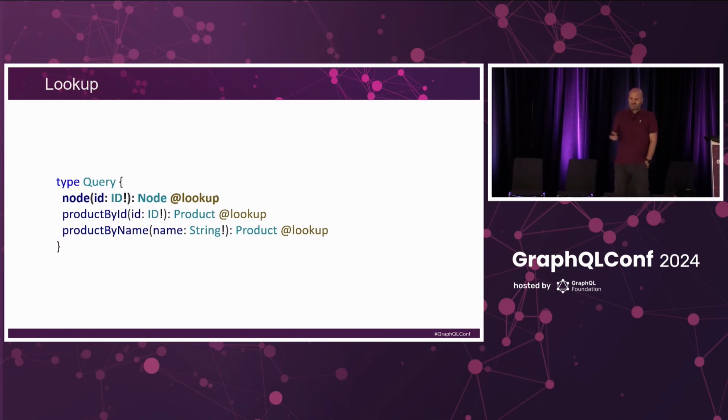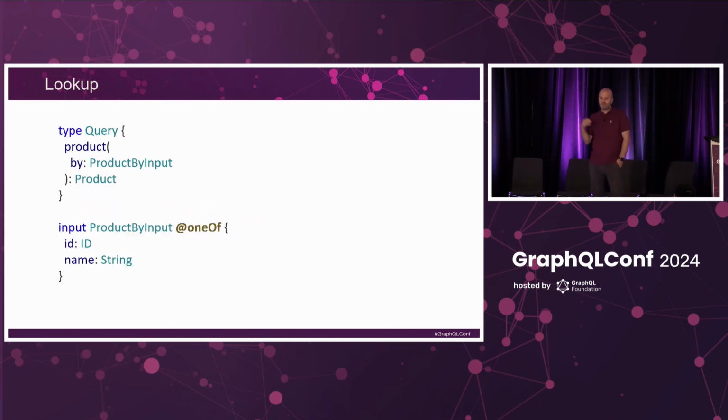With the new lookup concept, we are also embracing these older patterns because node is just a lookup to us. And once you annotate it as a lookup, we will just be able to resolve all the entities that implement node. But we wanted to make sure that we are not only embracing the old concepts, but also newer patterns that will be possible once the one-of directive comes with the next spec version.